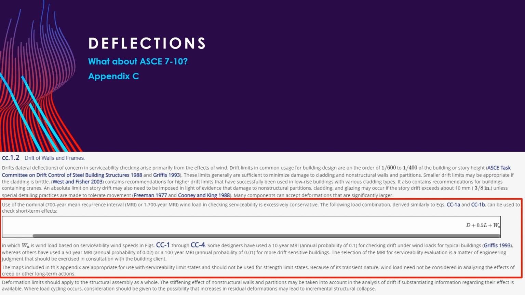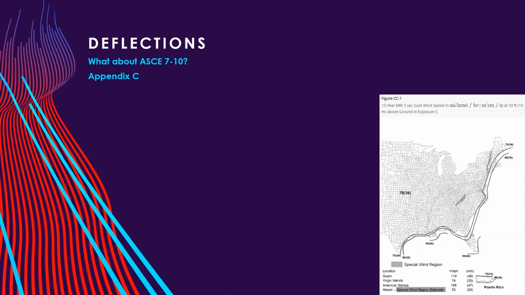The maps included in this appendix are appropriate for use with serviceability limit states and should not be used for strength limit states, ASD versus LRFD. So they're switching design methodology, so you've got to pay attention. Because of its transient nature, wind should not be considered in analyzing the effects of creep or other long-term actions.